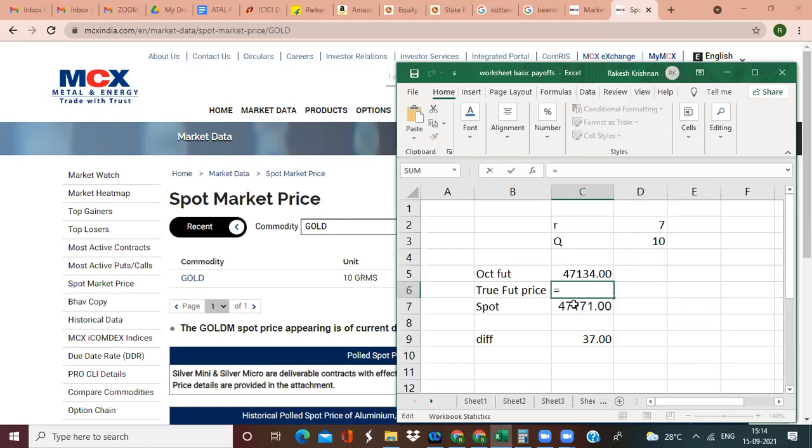Cost of carry should be this, spot price multiplied by one plus R, where R should be 0.07, that is 7%. And what should be N? How many days are there?